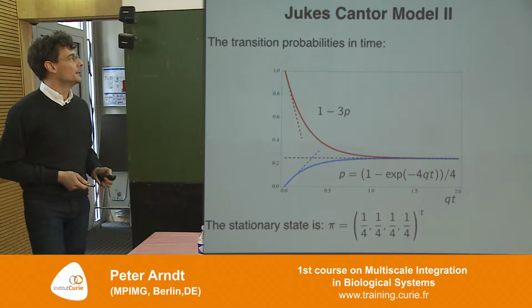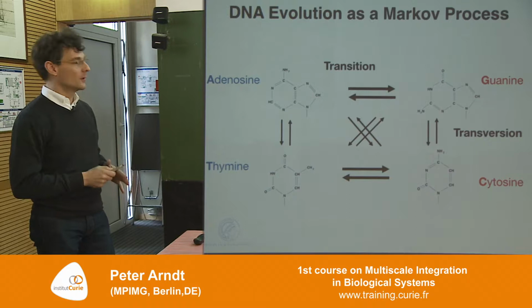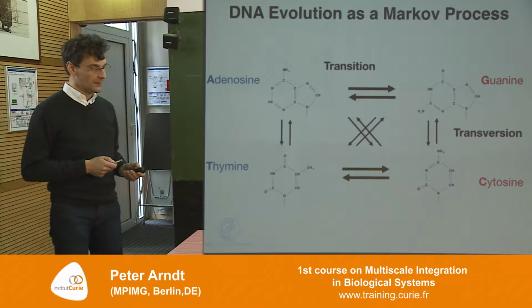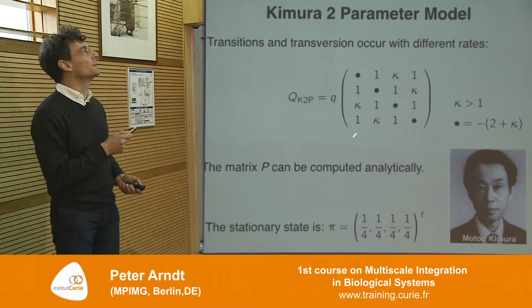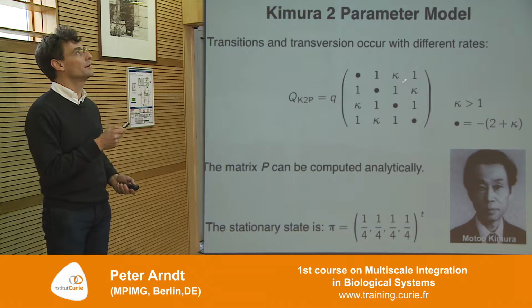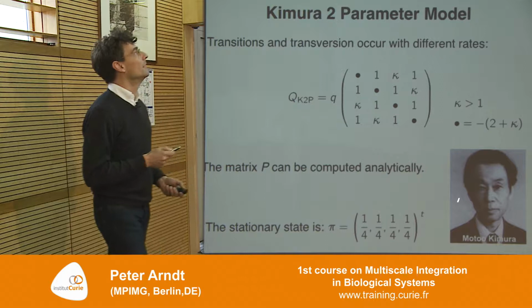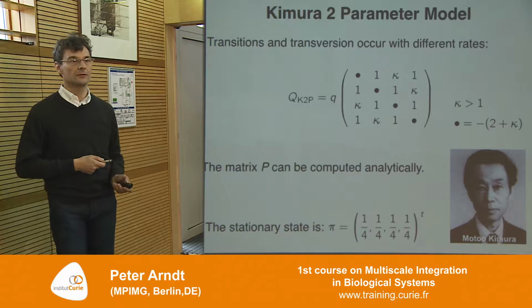Then, of course, people realized that there are actually two timescales working in nucleotide substitutions. As I said, people observed that there are more transitions than transversions. So next Kimura came around and invented this Kimura two-parameter model, where now all the transition processes have the rate kappa. So everyone has the rate q, and just the transitions have the rate kappa times q, and kappa is supposed to be larger than one. This matrix would take care of transition bias in nucleotide substitutions.